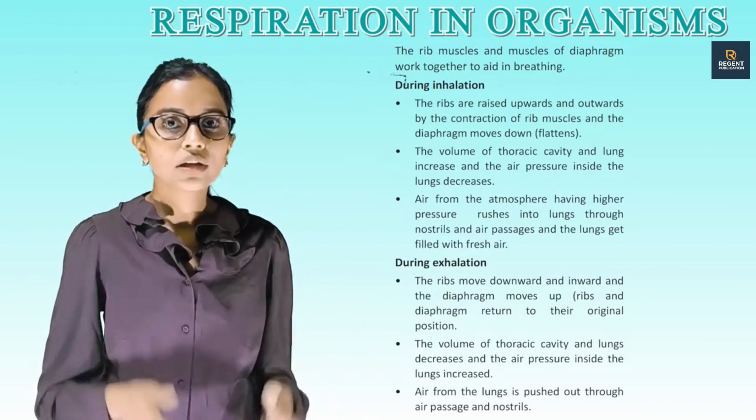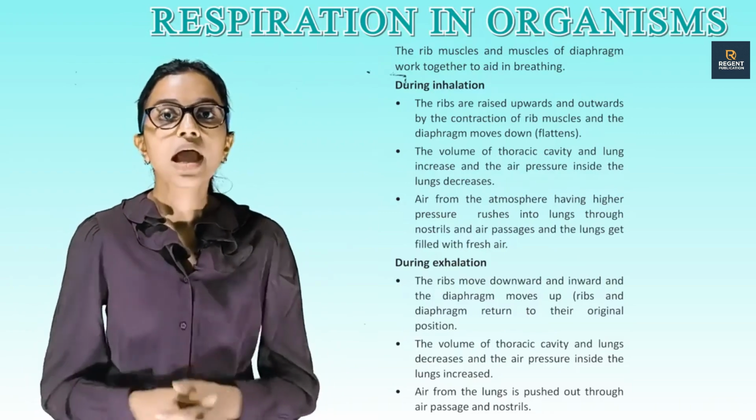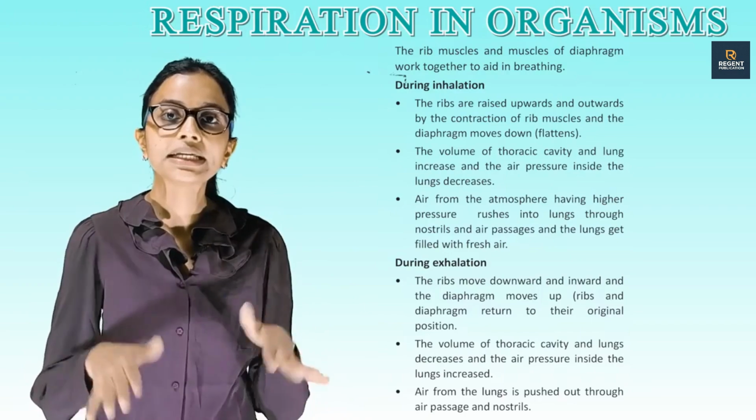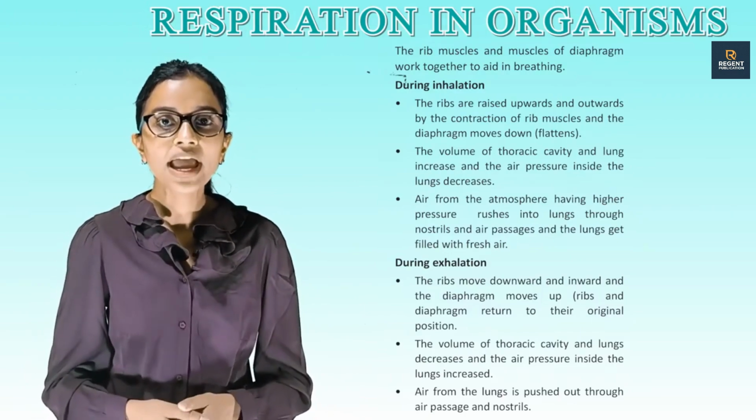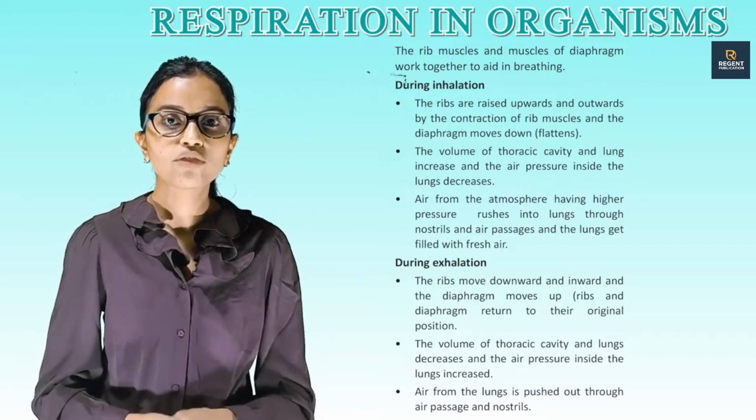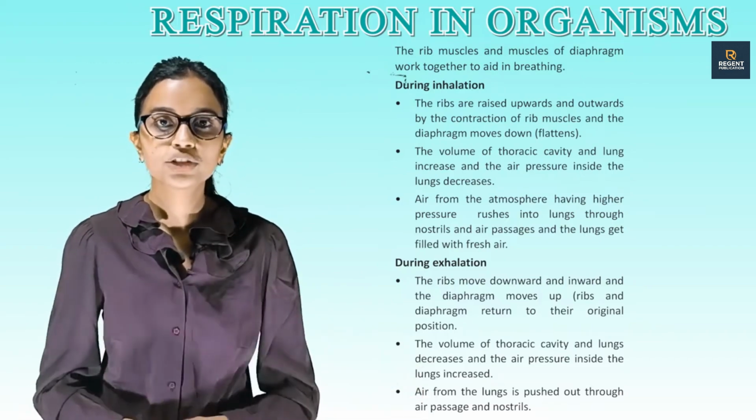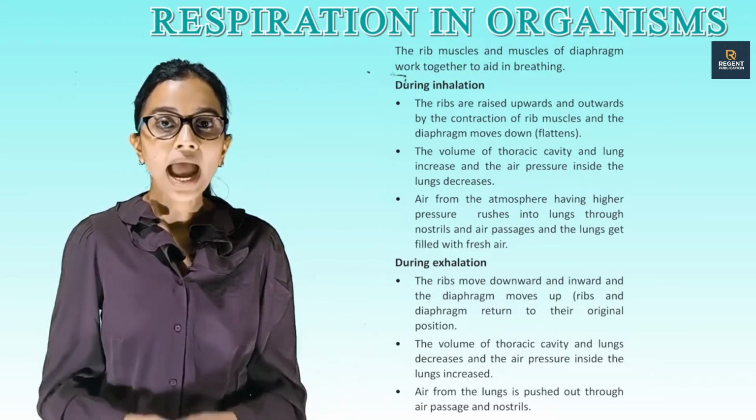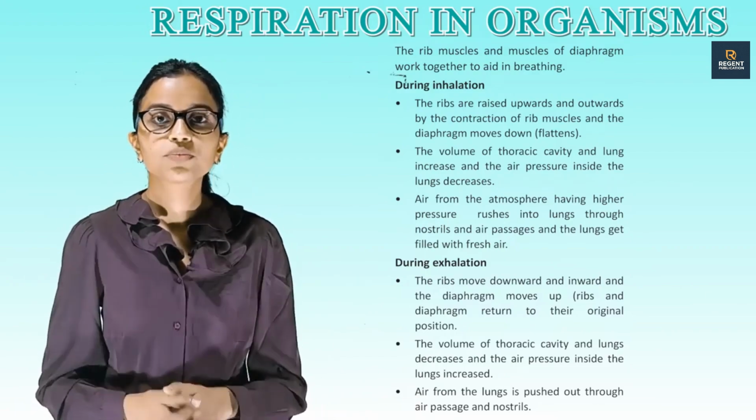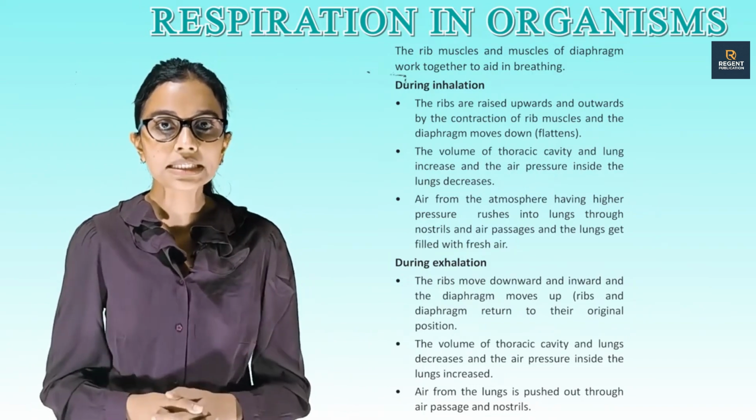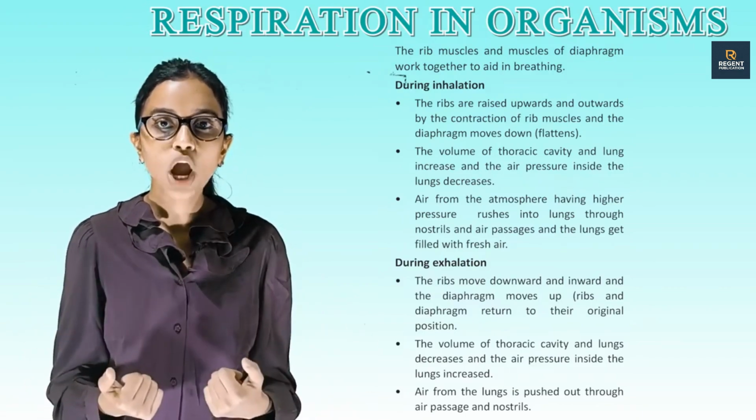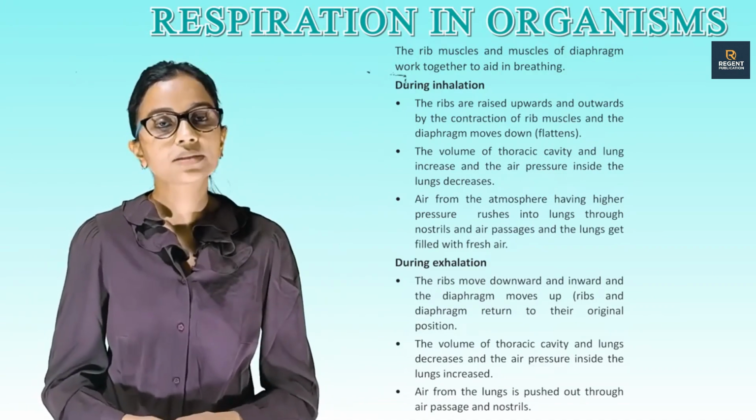During inhalation, the ribs are raised upward and outwards. The volume of the thoracic cavity and lungs increases. The air pressure inside the lungs decreases. Air from the atmosphere, having higher pressure, rushes into the lungs through nostrils and air passages, and the lungs get filled with fresh air. During exhalation, the ribs move downward and inward and the diaphragm moves up. Ribs and diaphragm return to their original position. The volume of the thoracic cavity and lungs decreases and the air pressure inside the lungs increases. Air from the lungs is pushed out through the air passage and nostrils.